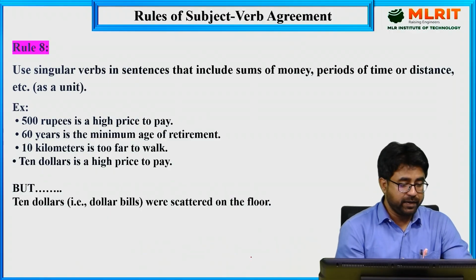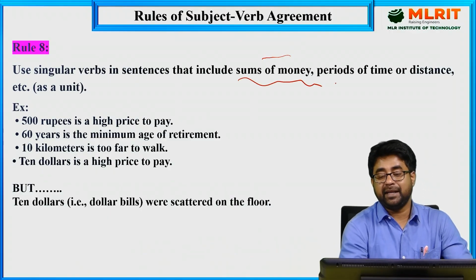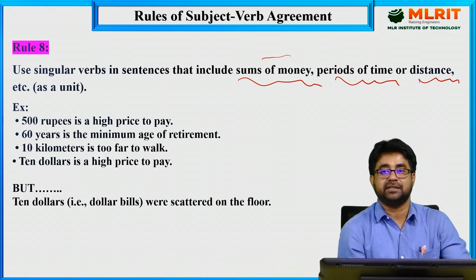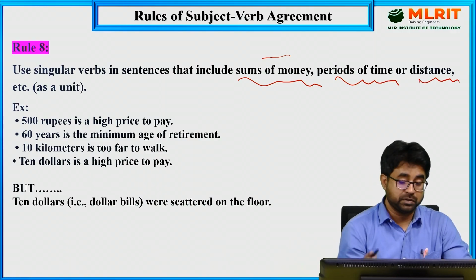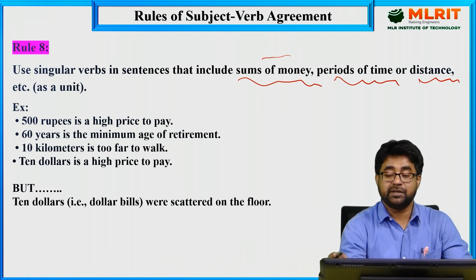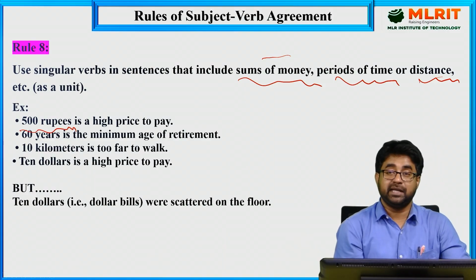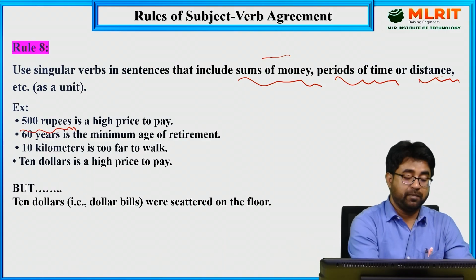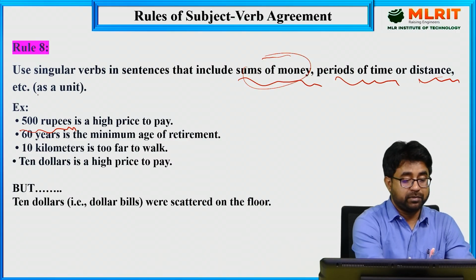Rule number 8: use a singular verb in sentences that include sums of money, periods of time, or distances. These are a little confusing. At times they can confuse us a lot, so please be careful whenever you are dealing with sums of money, periods of time, or distance. See here, 500 rupees. You might think it's plural, but actually it's not. We're talking about a sum of money, so it is always a singular verb.